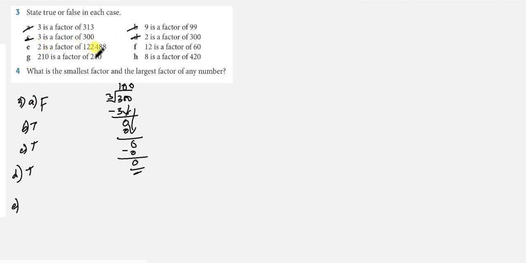2 is a factor of 1,22488. So we don't have to divide it. There is a very easy way to check. You see, this entire number is even. So any even number is divisible by 2. So it's true.